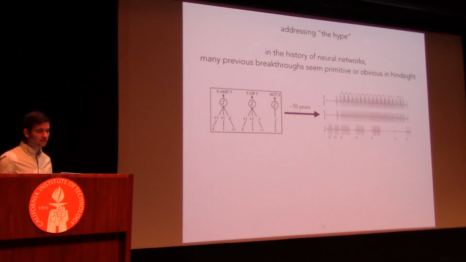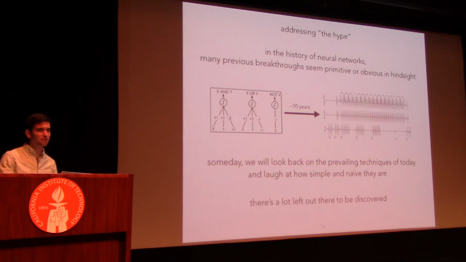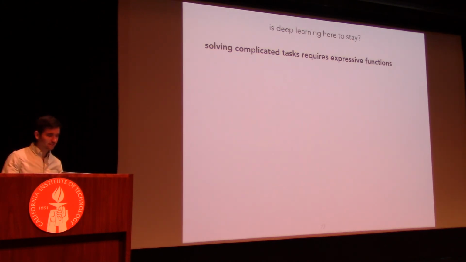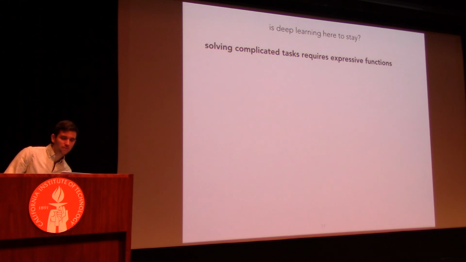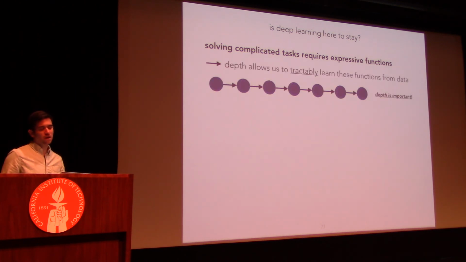But things have changed quite a bit, and it's important to remember that, as amazing as this stuff is today, it's all going to seem super primitive eventually. There's a lot left out there to be discovered. So, to wrap up, I guess the question now is, is deep learning really here to stay? Is this just a fad, or is it going away?